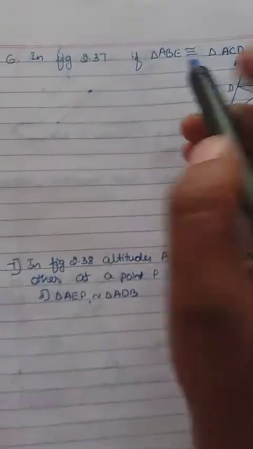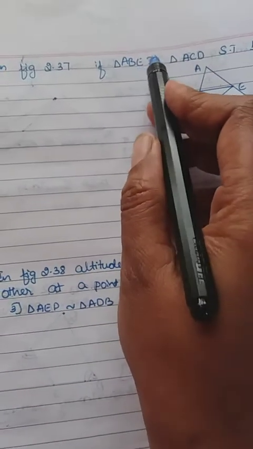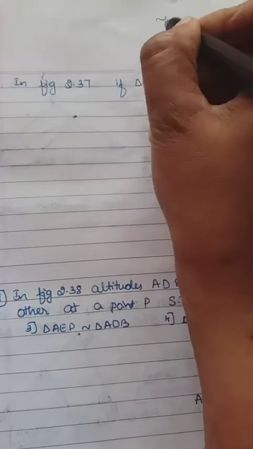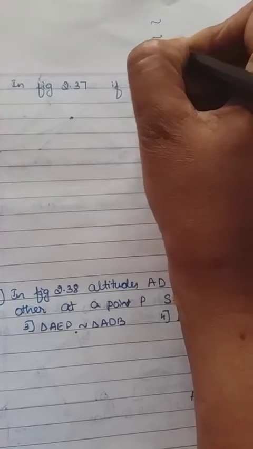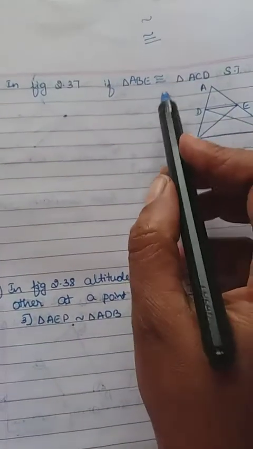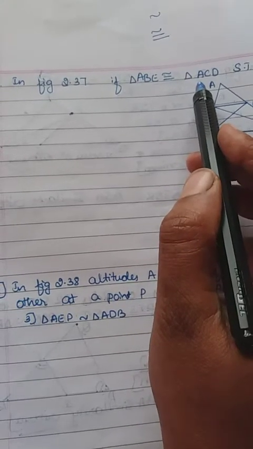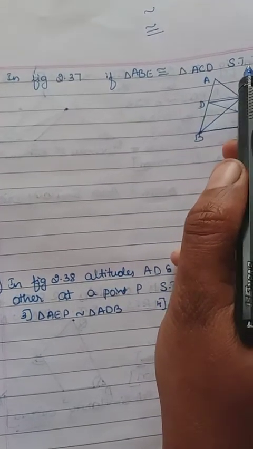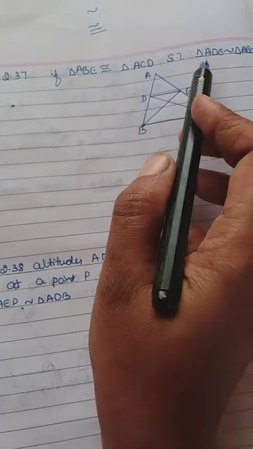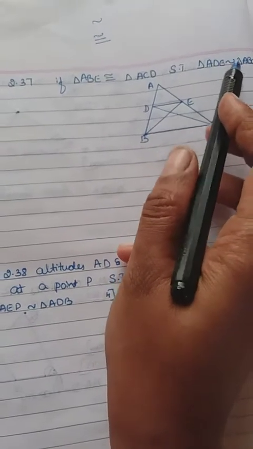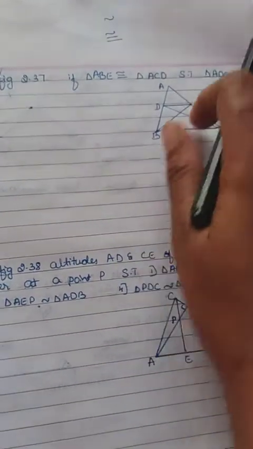Example 2.37. Triangle ABE, this symbol is similar and this symbol is congruent. Keep in mind how we read it: triangle ABE is congruent to triangle ACD. So we want to prove triangle ADE is similar to triangle ABC.